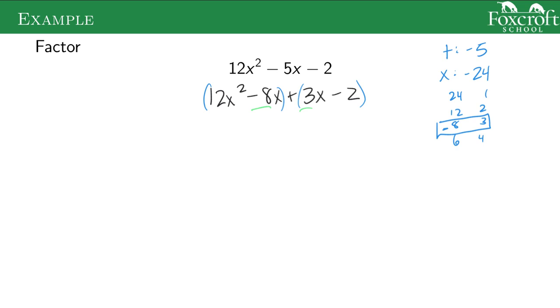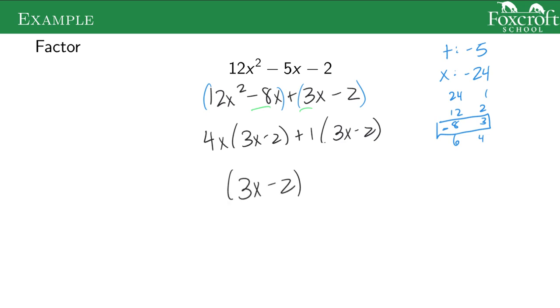First group of 2, 4x is the greatest common factor. Second group of 2, it's 1. So my final answer, 3x minus 2 times 4x plus 1. All right, real quick to do after you find that perfect pair.